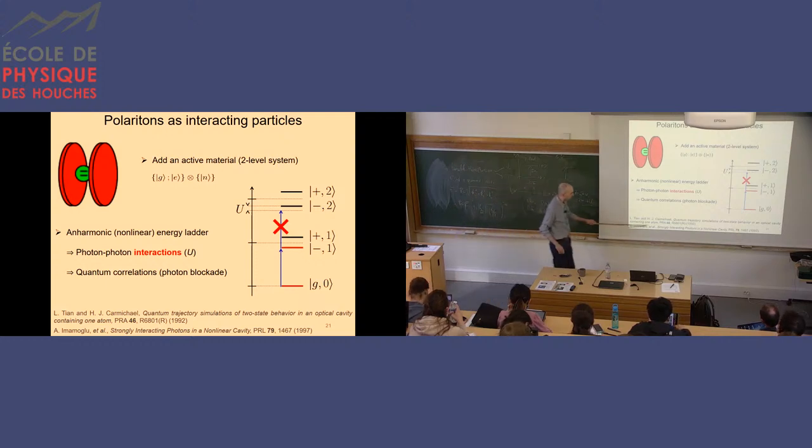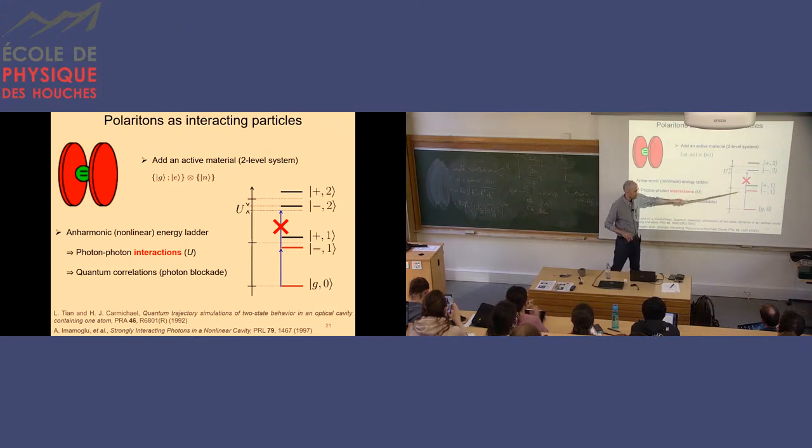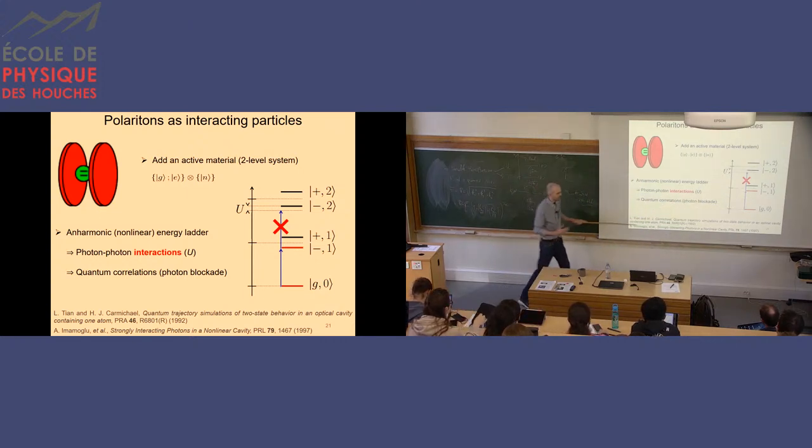It was actually understood by Carmichael a few years before, who wrote, if you read here, quantum trajectory of two-state behavior in an optical cavity containing one atom, meaning exactly what I'm trying to say here, that if you are in strong coupling regime between an atom and a cavity, you can just reduce the system to a two-level system, okay, somehow. And so this is why we call this strongly interacting photons.